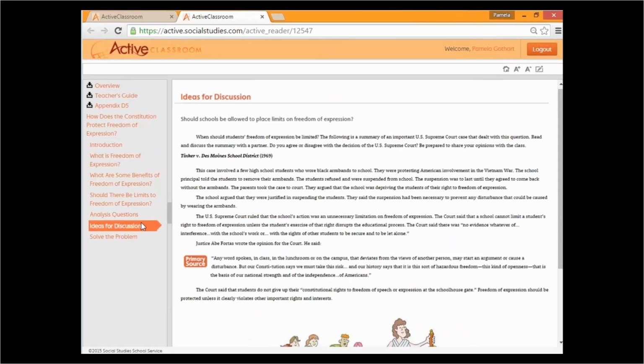Next, let's take a look at the ideas for discussions. Again, let's look at this one. Should schools be allowed to place limits on freedom of expression? Talking about a hot topic for students. You know they have something to say about that. So we can give this out to our students, and we can look at some of the primary sources and generate a very healthy discussion, pros and cons about limiting the freedom of expression in schools.